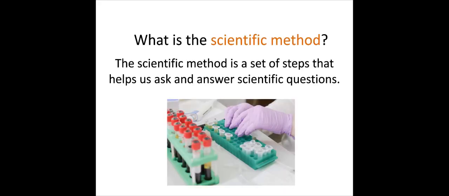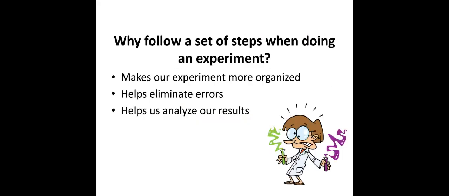What is the scientific method? The scientific method is a set of steps that helps us ask and answer questions. Why follow the steps when doing an experiment? It makes our experiment more organized, it helps eliminate error, and it helps us analyze our results.